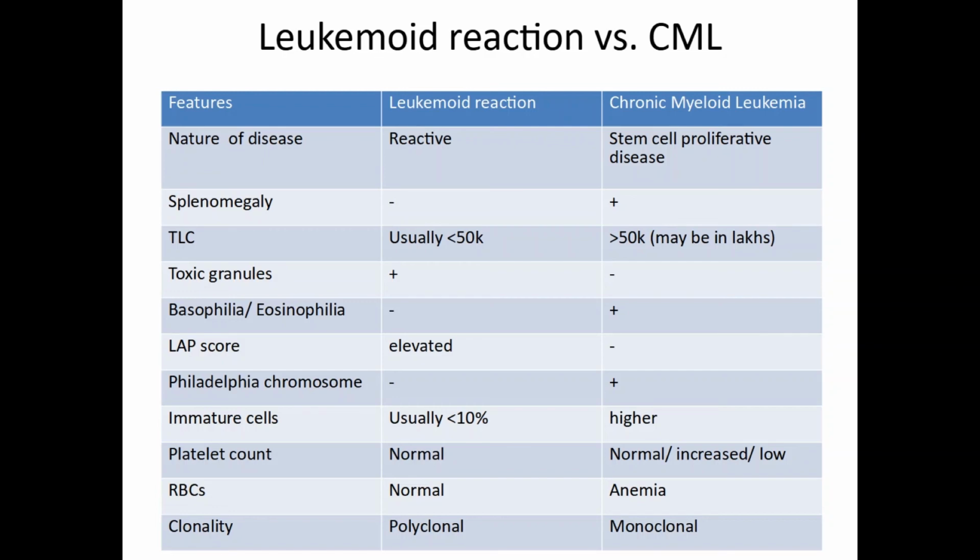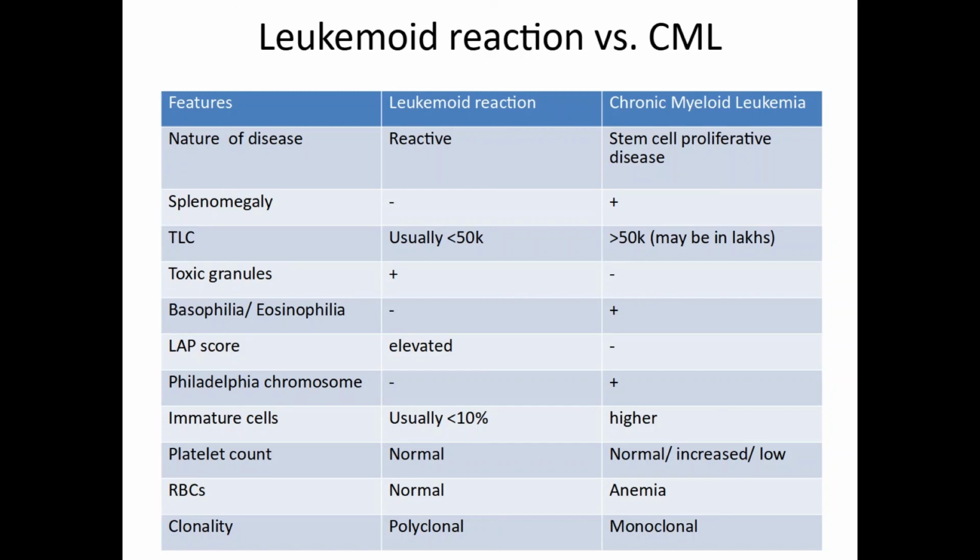Toxic granules, that are big immature granules, are characteristically seen in leukemoid reactions because the content of those granules are what are going to destroy the insult that led to the leukemoid reaction. Whereas in chronic myeloid leukemia, you will not be able to see those toxic granules. Next, since chronic myeloid leukemia is a proliferative disorder, there will be an increase in both basophil count and eosinophil count, which is not so in the case of a leukemoid reaction.